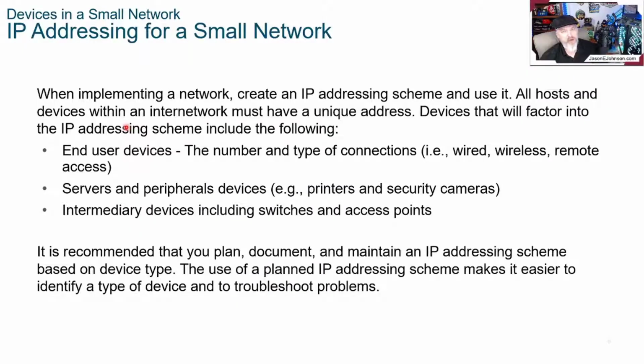IP addressing for a small network. When implementing a network, you need to create an IP addressing scheme and use it. All hosts and devices within an internetwork must have unique addresses. Devices that will factor into the IP addressing scheme include how many end user devices, the number and type of connections. Do you have wired? Do you have wireless? Are you going to have remote access? Are users going to be using VPN to get to the connections? Servers and peripheral devices, printers, security cameras, intermediary devices, including switches and access points.